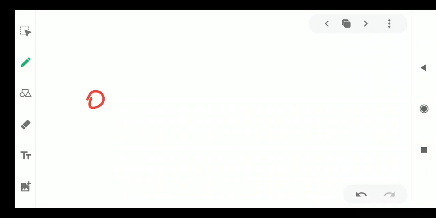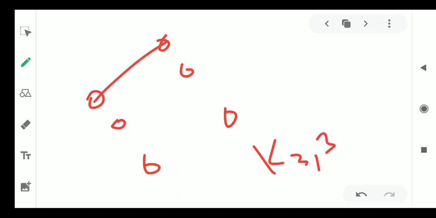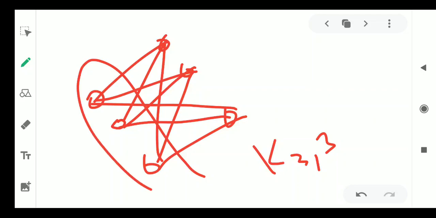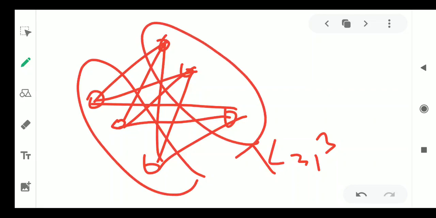Now one more example. Here it is 3, here also it is 3. So this will become K33. This is K33. This one is X, this one is Y.